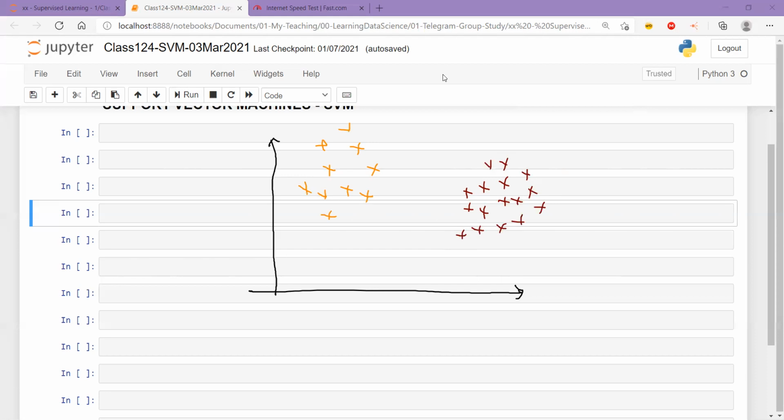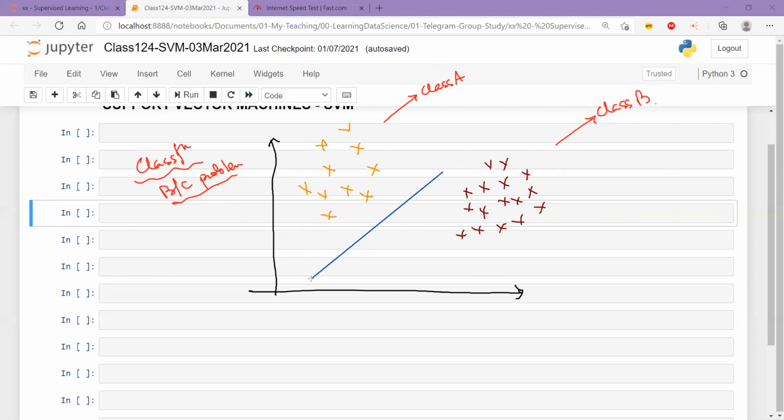Let's say we have a classification problem, and I'm going to call it a binary class problem because I have two classes. I can clearly see this is class A, and this set of points are class B. Now my point obviously is to ensure that I'm able to do some kind of prediction. So what am I going to do? In very simple words, I'm going to draw a hyperplane which looks like this.